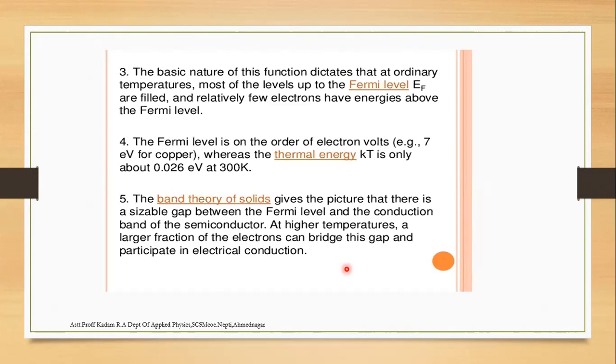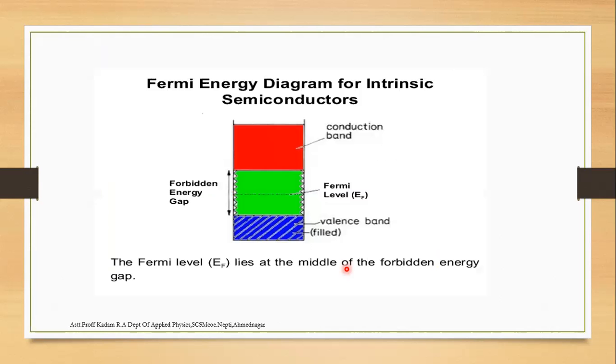And the band theory of solids gives the Fermi Dirac energy for the intrinsic semiconductor. In the pictorial representation of the Fermi energy, there is the conduction band, the valence band, and the Fermi level. Here the Fermi level is halfway in between the conduction band and the valence band in the intrinsic semiconductor.